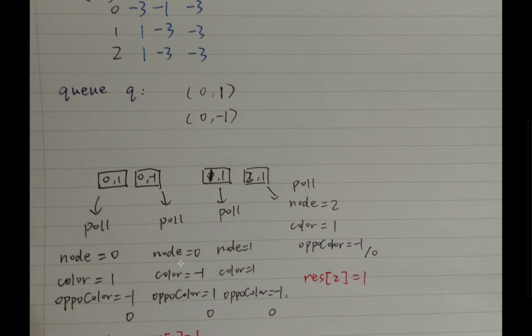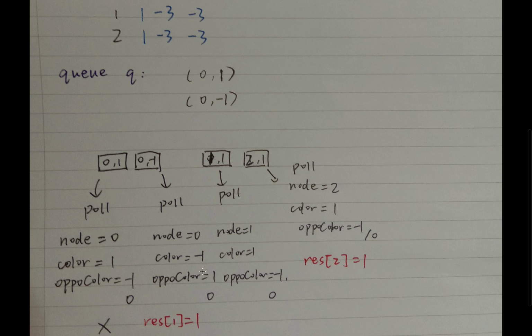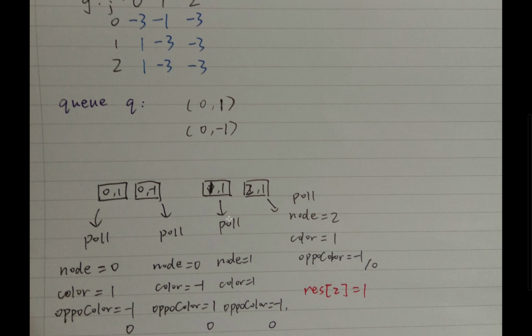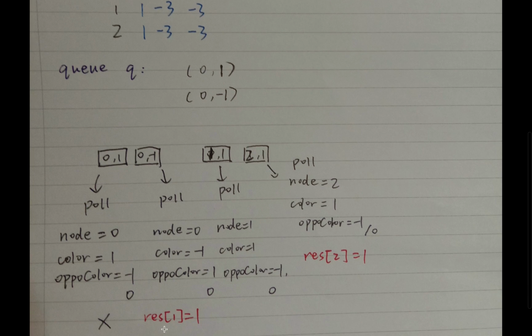Then again, node 0, and the color will be negative 1. The opposite color will be 1. So we try to find the 1 and 0. Then we find these two nodes, 1 and 2, right? So we offer 1,1 and 2,1 into the queue. At the same time, we set the result 1 to 1, because the current length is 1.